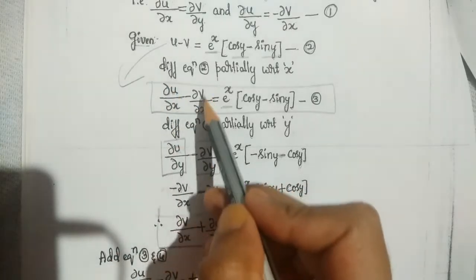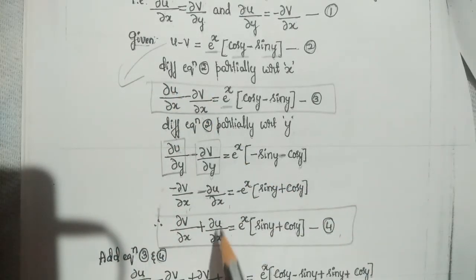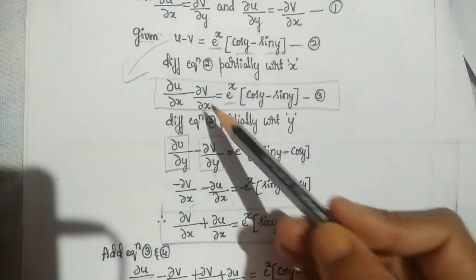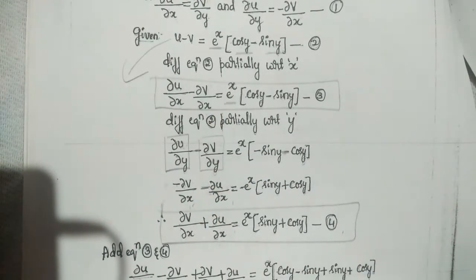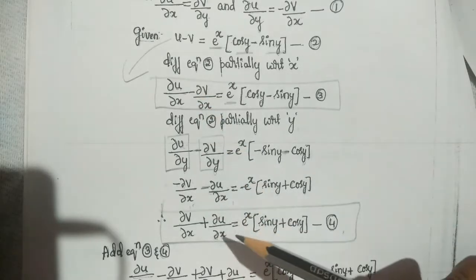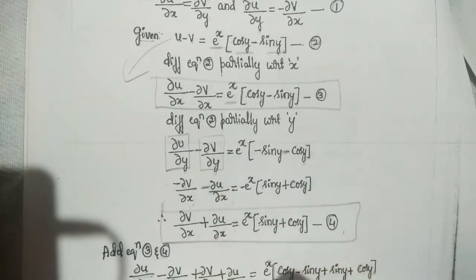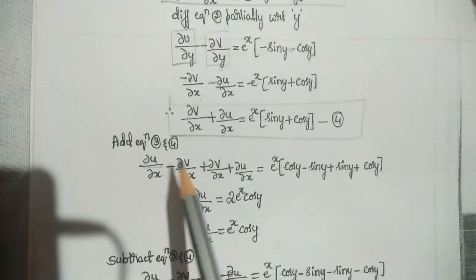∂u/∂x − ∂v/∂x, ∂v/∂x + ∂u/∂x. So first, adding, minus ∂v/∂x gets cancelled. You will remain with ∂u/∂x. If you subtract, ∂u cancels, you will remain with ∂v. So for that, add equation 3 and 4.